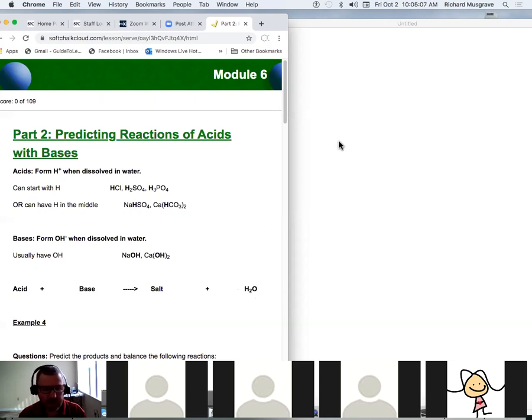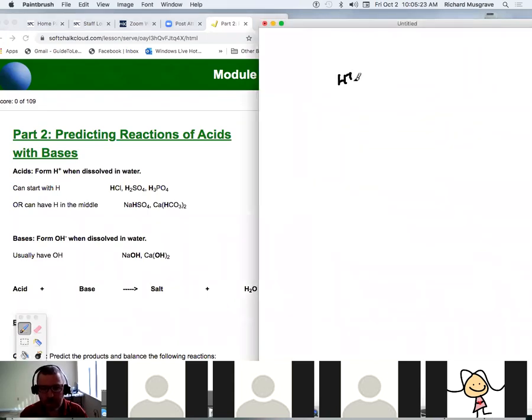And the reasoning here is that acids, as you can see here, form H+ when dissolved in water, while bases form OH- when dissolved in water. So of course, when you take H+ and OH- and you join them together, what do you get? Well, you get water. So H+ plus OH- gives H2O.